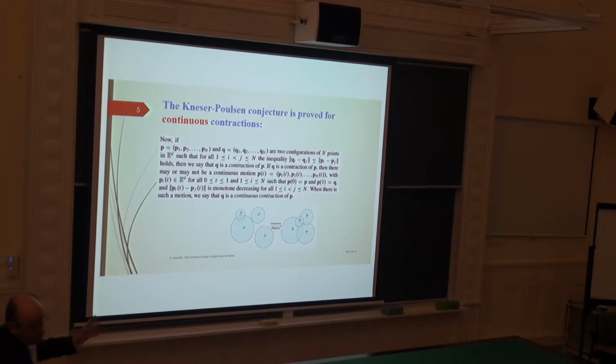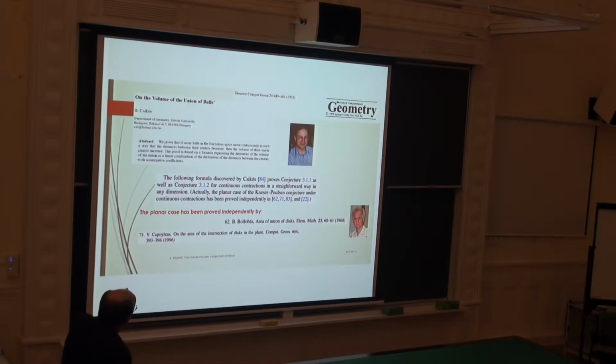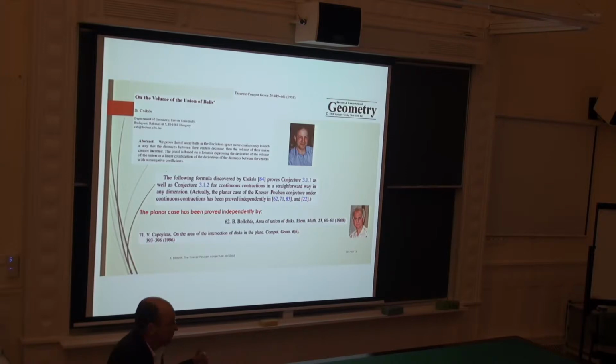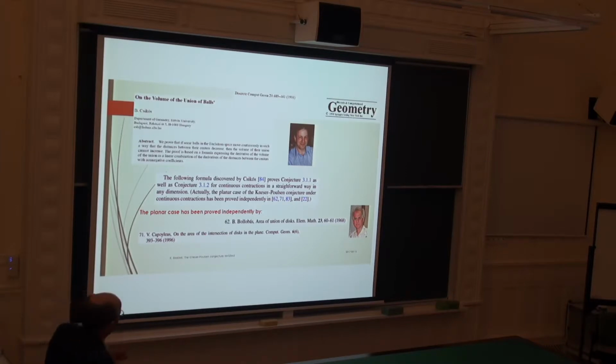So this is a special class of contractions that we are looking at here. Now, the theorem is due to Csikós. This was quite some achievement, because the story started with a very nice paper of Bollobás in the late 60s, when he proved the Kneser-Poulsen conjecture for continuous contractions in the plane. And then some years later, Kantowski proved it for intersections.